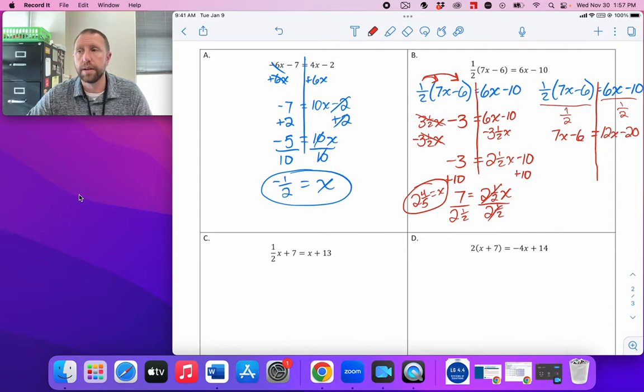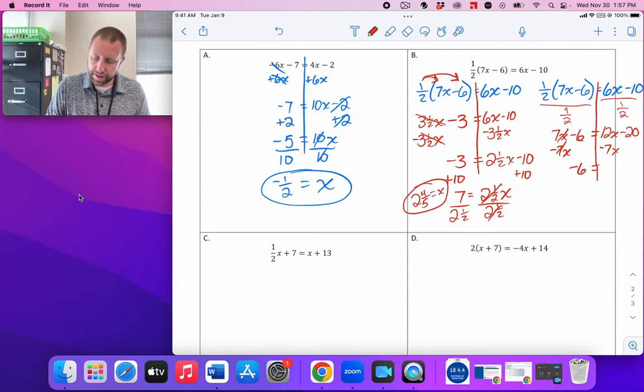Okay. So I've got these variables on both sides again. The x's on both sides. Get rid of the smaller one. It's a positive 7x, so subtract 7x from both sides. That leaves me with negative 6 equals 12x minus 7x, which is 5x minus 20. And then go ahead and get rid of that minus 20.